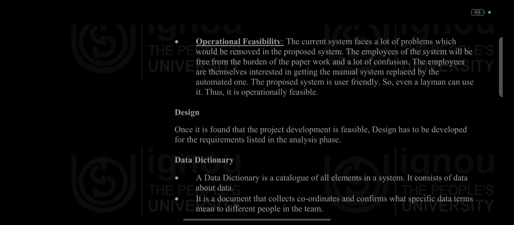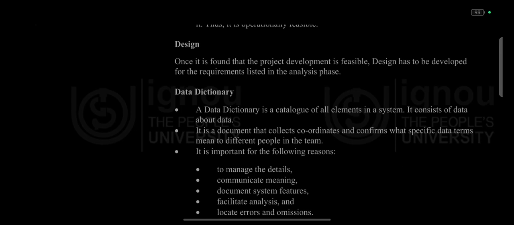Operational feasibility. The current system faces a lot of problems which would be removed in the proposed system. The employees of the system will be free from the burden of paperwork and a lot of confusion. The employees are themselves interested in getting the manual system replaced by the automated one. The proposed system is user friendly, so even a layman can use it. Thus, it is operationally feasible.